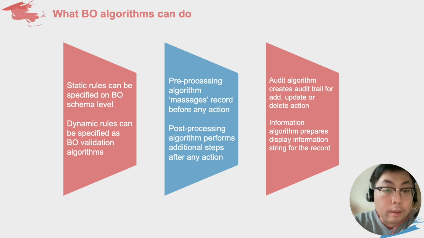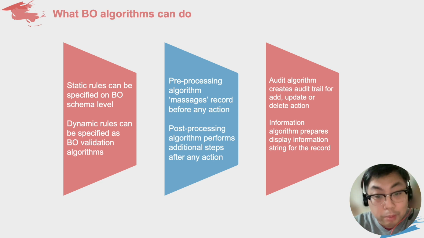And last one is the information algorithm. Basically, it's just to prepare the information string to be displayed to the user when they are looking at this particular record.